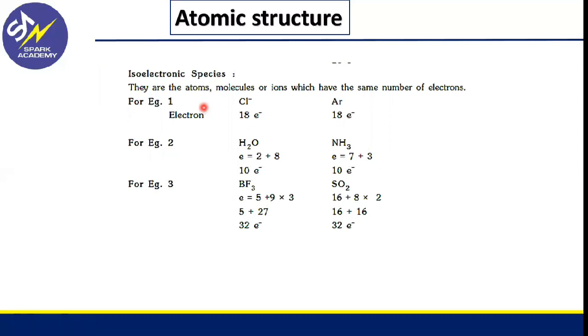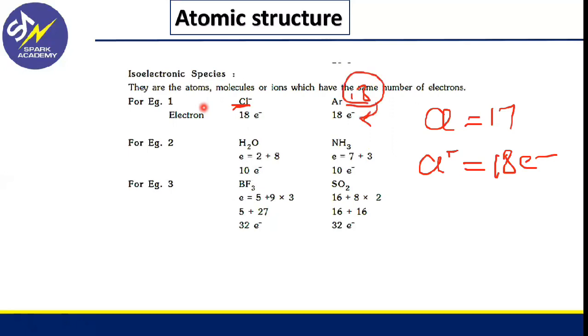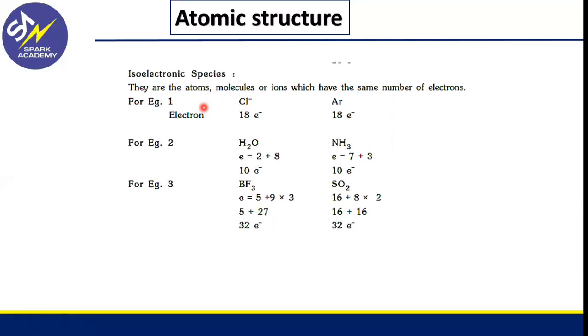Next one is isoelectronic species. Even this is very important. There have been a lot of questions on this. Isoelectronic species means whenever the number of electrons is the same. When will the number of electrons be the same? It might happen for a charged species, or for a neutral species also. So Cl minus: chlorine has the atomic number of 17, so Cl minus means 18 electrons. Argon's atomic number is 18, so neutrally it has 18 electrons. So Cl minus and argon will be isoelectronic species.